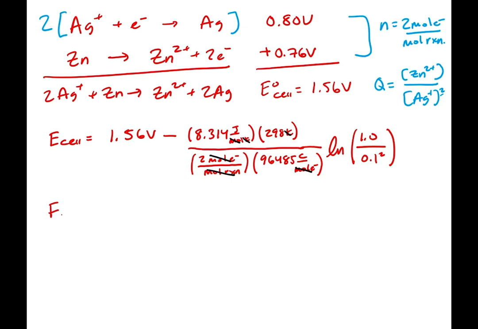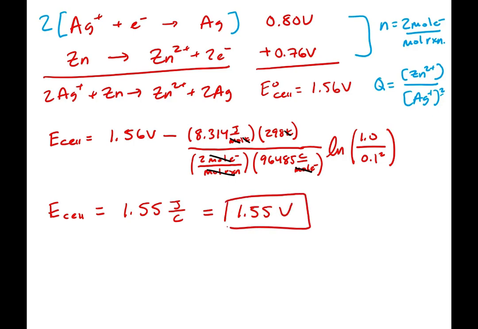When you go to calculate this out, you will find that the cell potential at the non-standard concentration specified in this problem is 1.55 joules per coulomb, or that's 1.55 volts. We see that the cell potential has decreased. It's not by much, but it is by an important amount. And we'll see problems where there will be a much larger difference that will come into play as we get even more diverging concentrations for the reactant and the product.